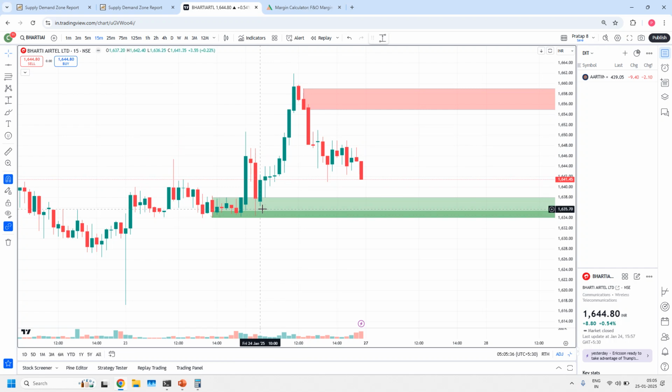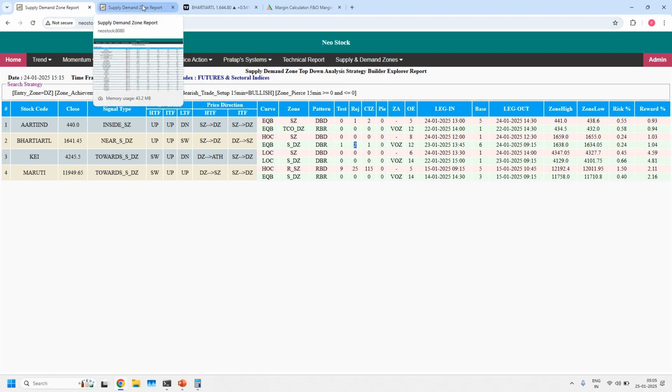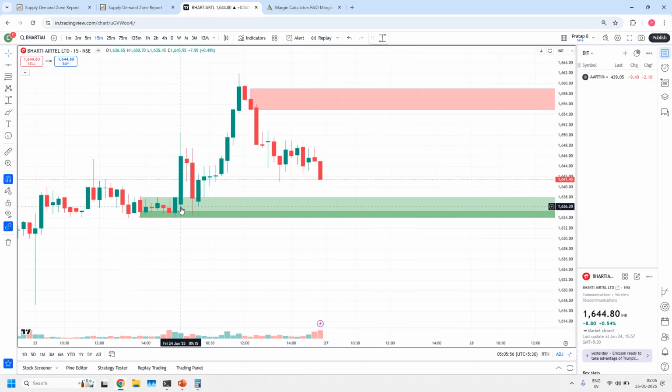So this is the one already tested. That is what our report is showing. The Bharti Airtel is already tested. Why is it showing 2 rejections? Because 2 candles moved away from the zone. This is one candle and this is another candle. No, this is the leg out, sorry. This is the first candle that moved away from the zone and this is the second candle that again moved away from the zone.